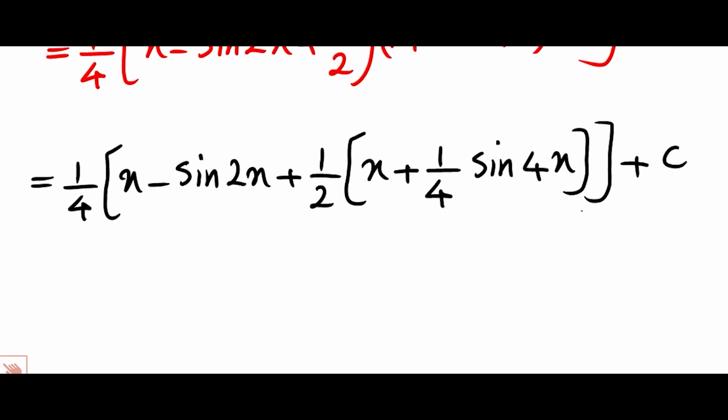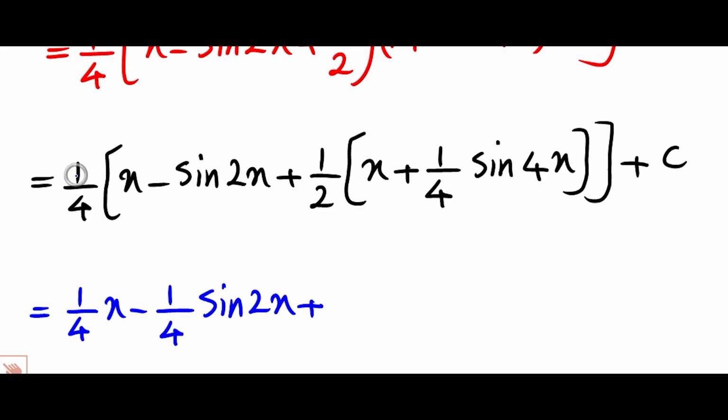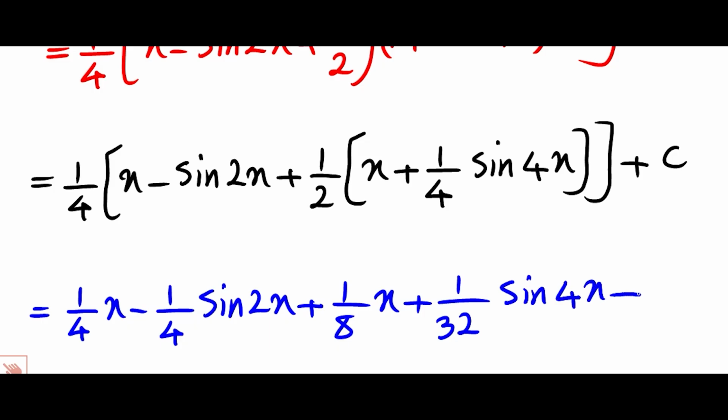plus c. So finally the answer equals 1/4 x plus 1/4 sine of 2x plus 1/4 times 1/2, which equals 1/8 x, plus 1/2 times 1/4, which equals 1/8, times 1/4, which equals 1/32 sine of 4x plus c. It's very, very important.